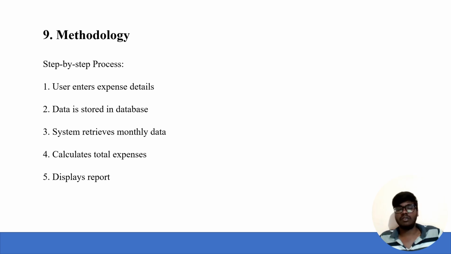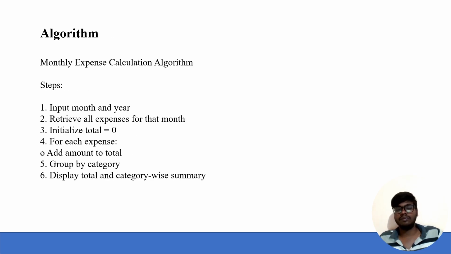Next, we are going to the algorithm, the monthly expense calculation algorithm, with steps such as: input month and year, retrieve all expenses for that month, initialize total equal to zero, for each expense add the amount to the total, group by category, and display the total and category-wise summary.